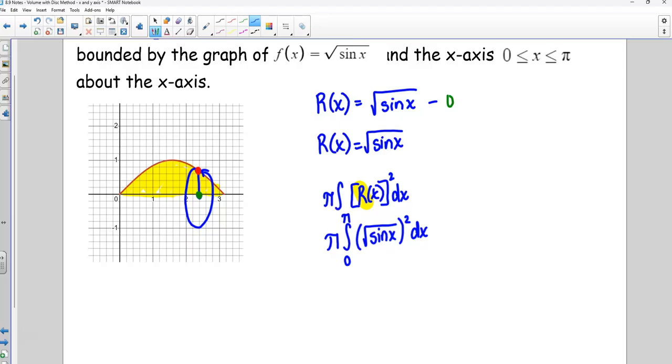Now, before I integrate, I'm going to simplify this even a little bit further. What is the square root of sine of x squared? Just sine x. What do you get when you integrate sine x? Negative cosine. So negative cosine x. Don't lose the pi. It's really easy to lose that pi that's out front. And we're going to evaluate this from 0 to pi.